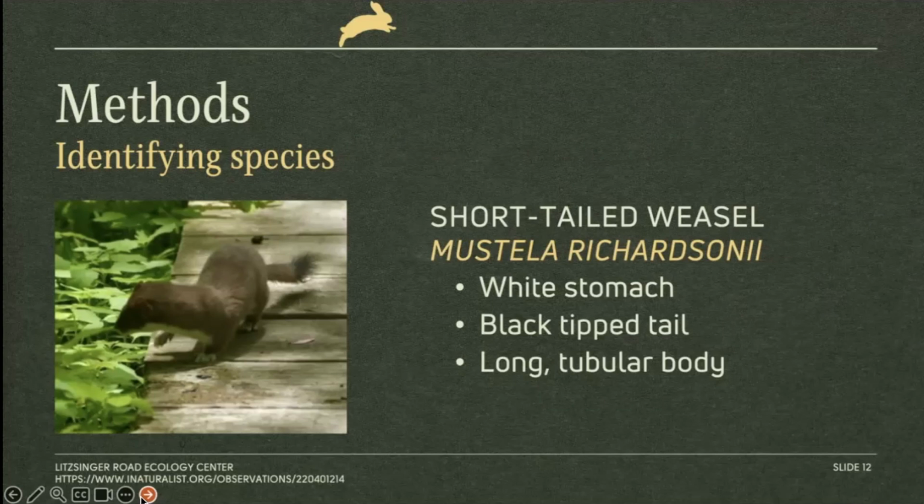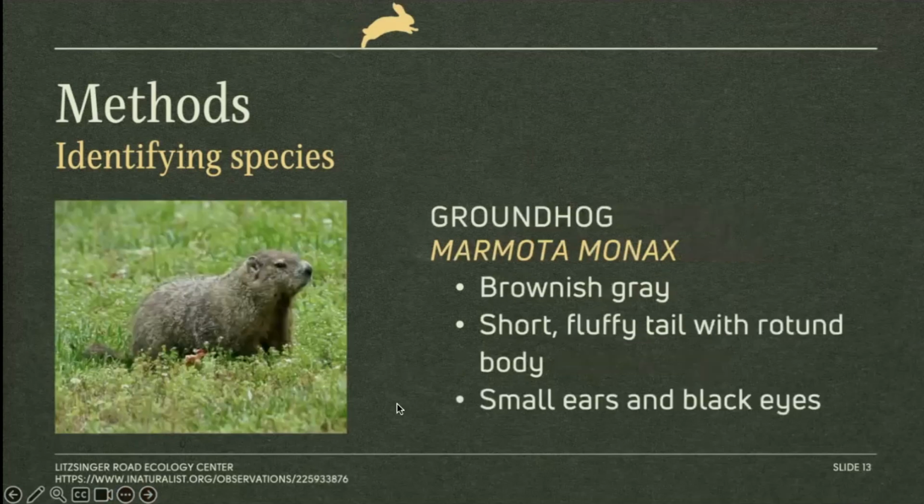minks usually prefer quality wetlands, while short-tailed weasels just kind of live anywhere. Then we have groundhogs, or Marmota monax. So there are lots of these. They are brownish gray. They have a fluffy, rotund body. They're pretty wide around, and they have small ears and black eyes.